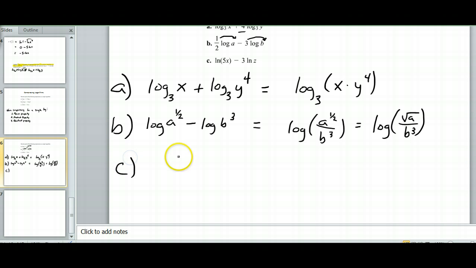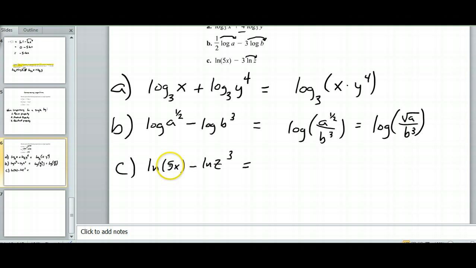Alright, and then C. Once again, I'm going to start with the power rule, so I'm going to put that 3 up top. So I've got the natural log of 5x minus, the 3 goes up, and I've got the natural log of z cubed. Now remember, I don't want to expand this. Yeah, I could expand it and say that that's natural log of 5 plus the natural log of x. But we're compressing it and trying to get it to a single log, so that would defeat the purpose.